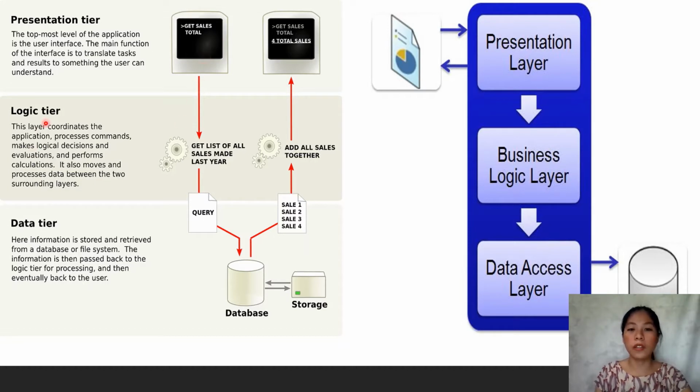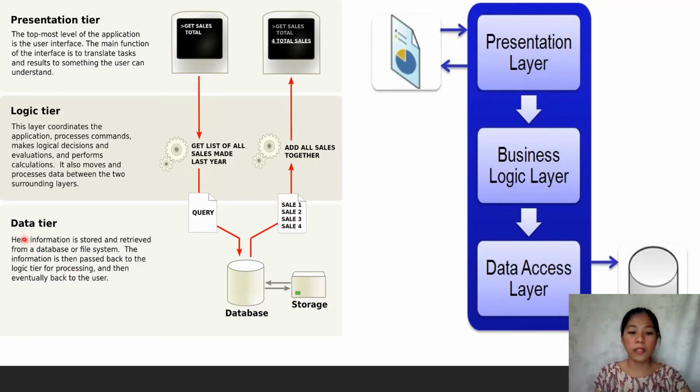Next one is the logic tier. This layer coordinates the application, processes commands, makes logical decisions and evaluations, and performs calculations. It also moves and processes data between the two surrounding layers. So this is where the process happens. Get list of all sales made last year.